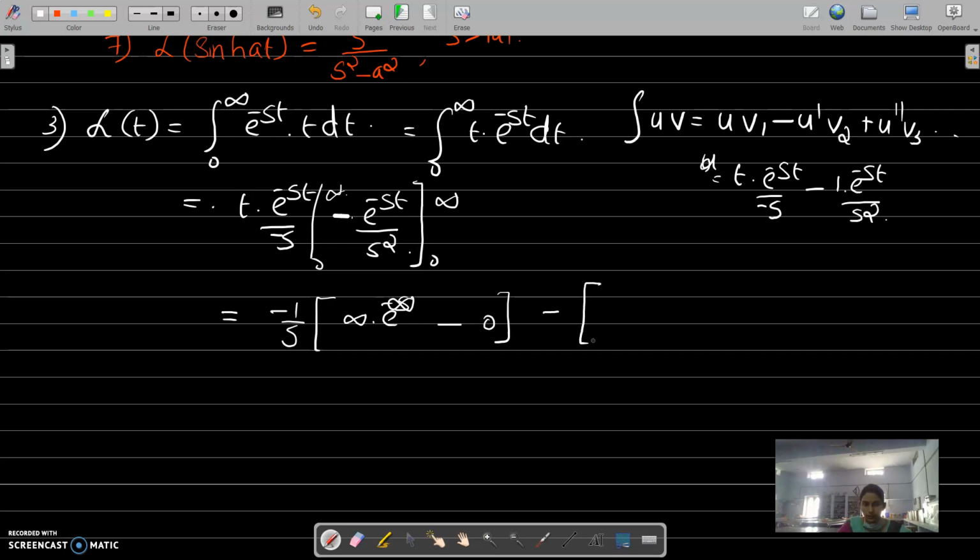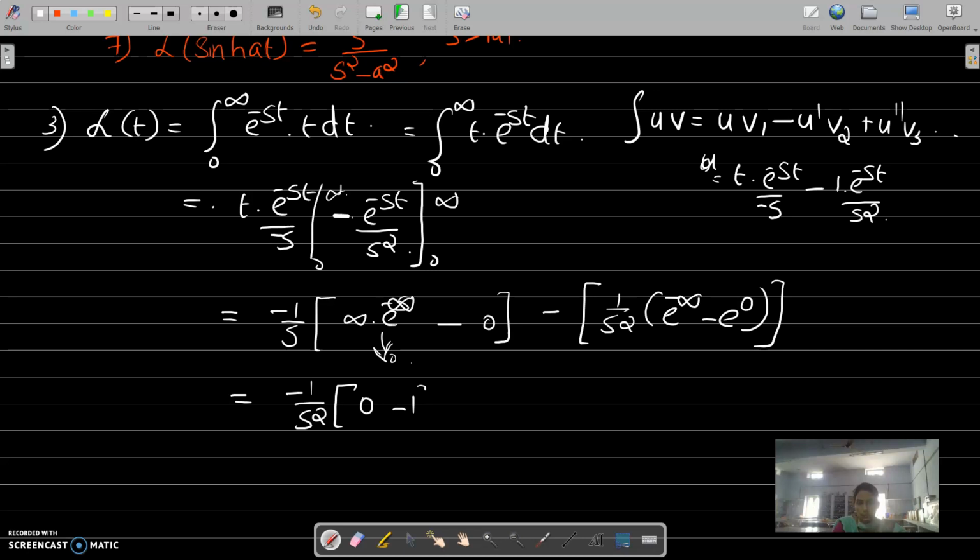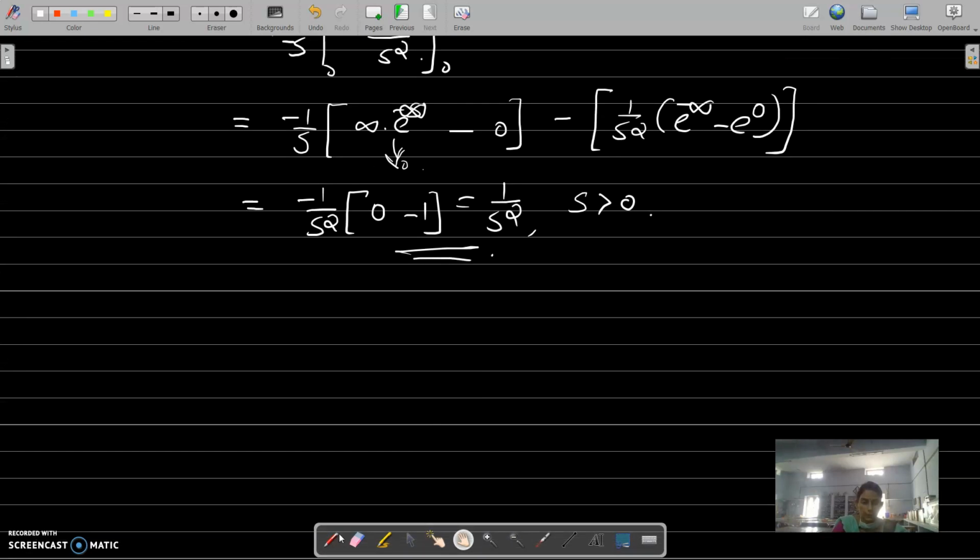Minus 1 by s square into e raised to minus infinity minus e raised to 0. Actually this limit is infinity into 0 form. This is actually 0 by L'Hopital rule. So this is minus 1 by s square into 0 minus 1. So this is 1 by s square, where s is greater than 0. Okay, so this is the Laplace transform of t.